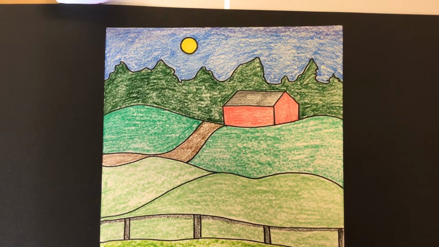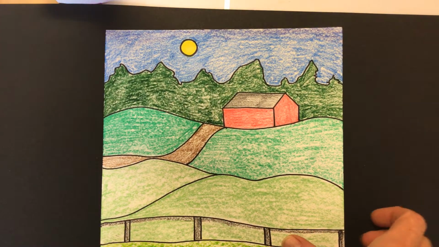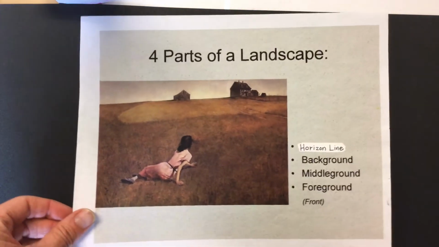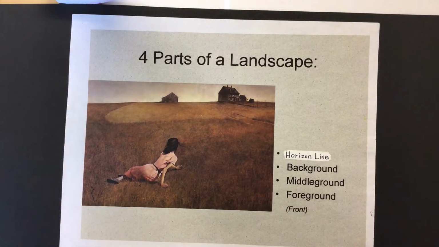Good morning, artists. Today we're going to come back to our landscape that we created during our last class and talk about something super important, which is color. Before we do though, let's just review what we learned about landscape from last week. So take a look. Here is a picture that I showed you that shows the 4 parts of a landscape.